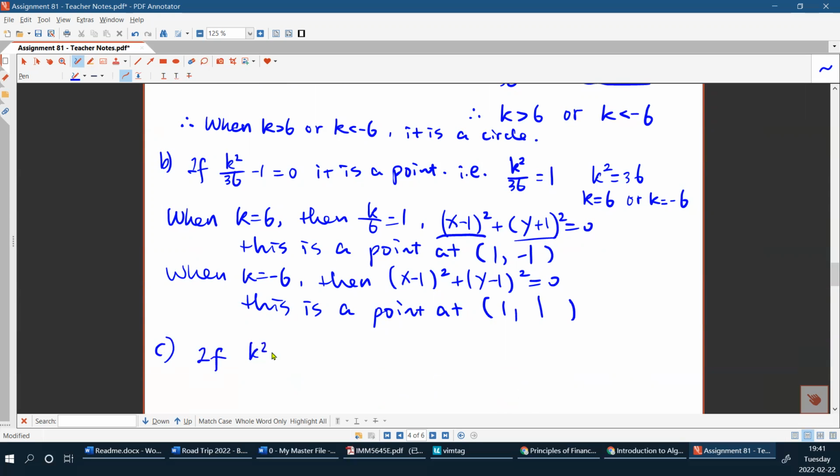And see, if the right side, which is k squared over 36 minus 1, is less than 0, there is no graph, right? Because there is no solution. So there is no graph.